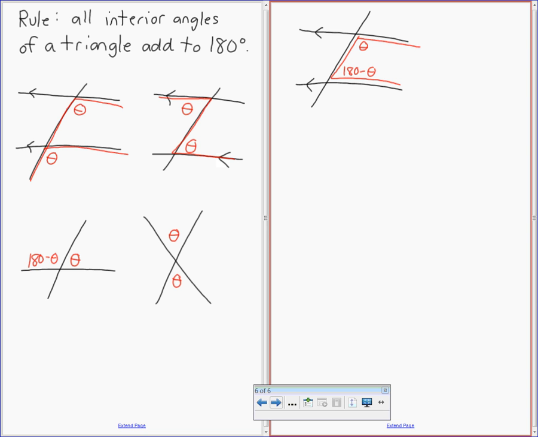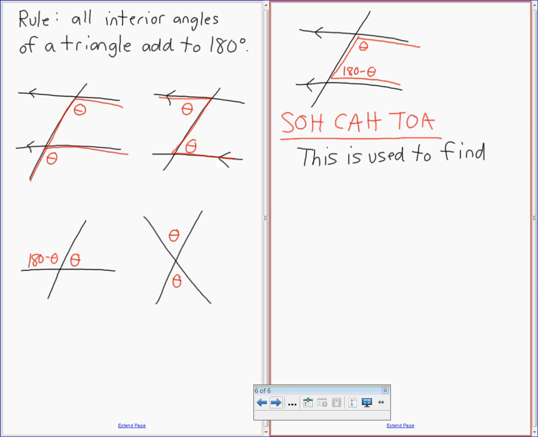Okay, on to SOHCAHTOA. As I said, this is going to be fast and furious, so if you need to pause any of the way through, Mr. Tozer, please do so. This is used to find the side length or angle measure in any right-angled triangle.